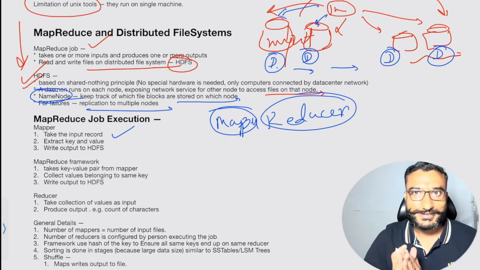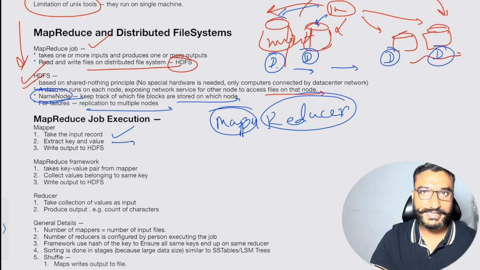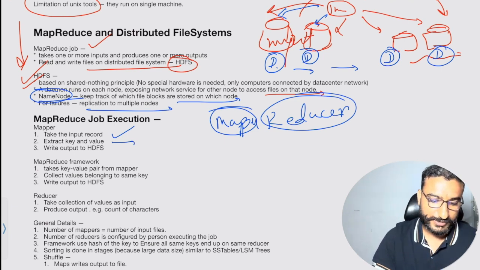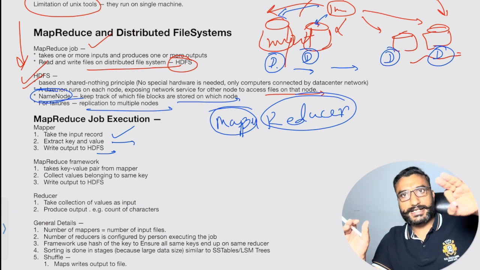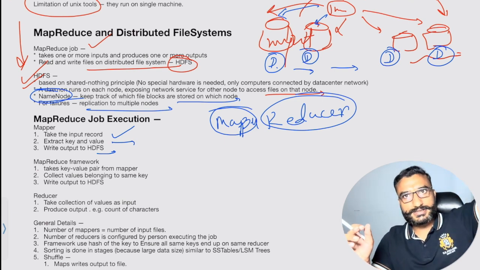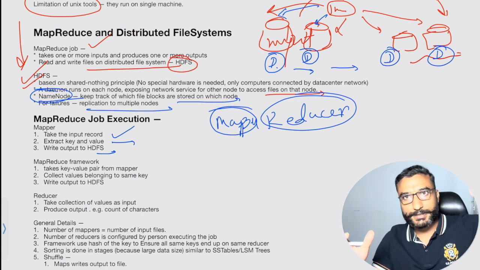record. Okay, so whatever is stored on the disk, it takes that input record. It extracts the key and value from that record. Okay, what is the key, what is the value? Then it writes the output to the disk. So the idea in MapReduce is that whatever processing is done is saved back to the disk. Okay, nothing is kept in memory.